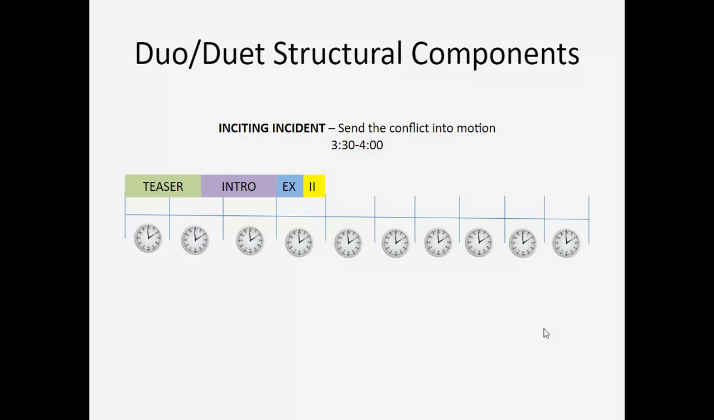Next is what we call our inciting incident. This is where the main conflict occurs. You and your partner have to figure that out when you're looking at a scene and decide, oh, this is the inciting incident. So everything before the inciting incident is considered exposition or part of that teaser. So you find that in your script. We usually make students mark it very well so you know when the incident occurs.